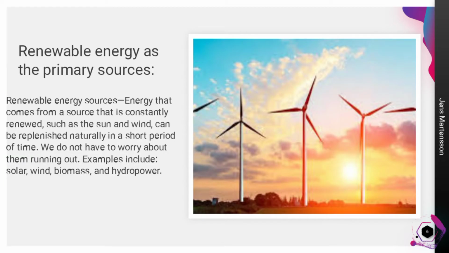Next, renewable energy as the primary source. Renewable energy is energy that comes from a source that is constantly renewed, such as the sun and wind, and can replenish naturally in a short period of time. We do not have to worry about them running out. And returning to renewables to help mitigate climate change is an excellent approach, which needs to be sustainable in order to meet energy demand for future generations.